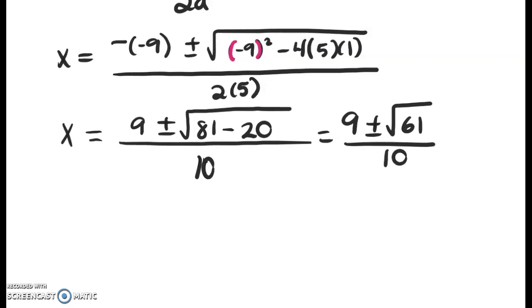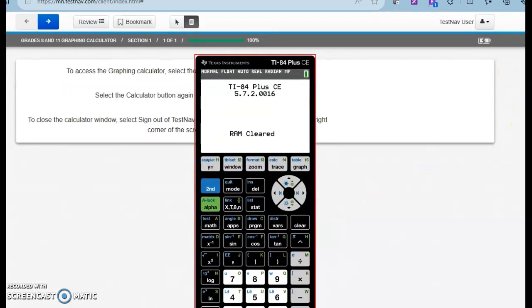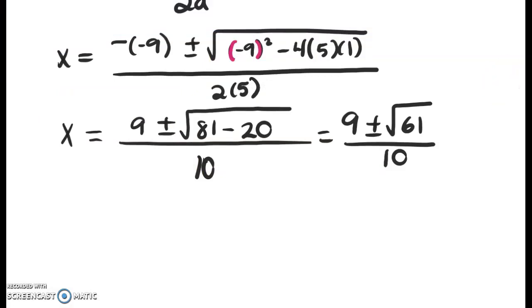So this would be the exact answer, and I would check if I could simplify the square root of 61 further. But the question does not ask for this. It asks us to put it into a decimal rounded to the tenth place. So let's do that. And so I'm going to grab my calculator. I'm going to bring it over here. And I'm going to put in what I just had on the screen here.